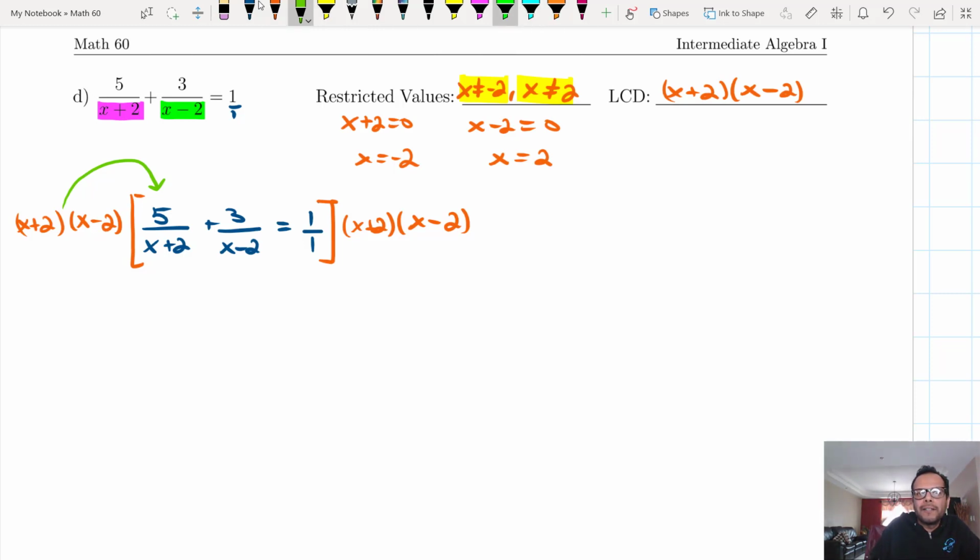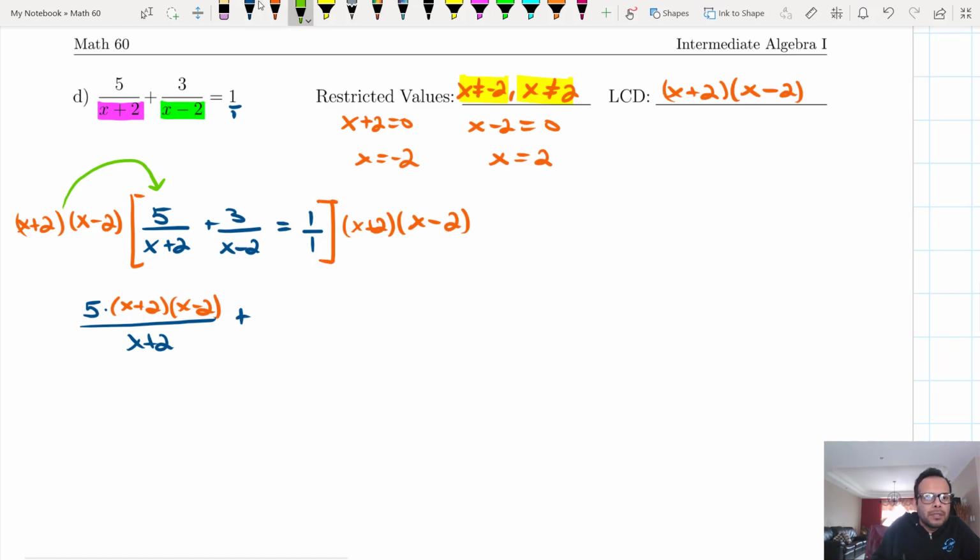So let's distribute x plus 2 times x minus 2 with the first term. In order to get that done, let me highlight, we're multiplying x plus 2 times x minus 2 by 5. I'm multiplying those two terms. Let's go ahead and do that. 5 times, again, I'm going to keep the color just so you can see where every single factor is coming from, and then divide that by x plus 2.